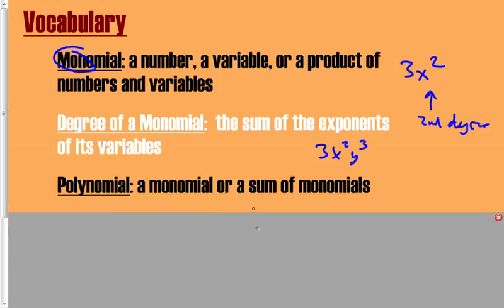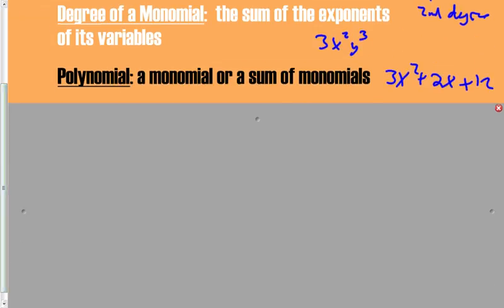All right, now a polynomial is a monomial or a sum of monomials. So I guess technically a monomial is a polynomial. But you could have like 3x squared plus 2x plus 12. That's a polynomial because it's multiple monomials added together. Okay, and that's what we're going to work with a lot of this chapter.